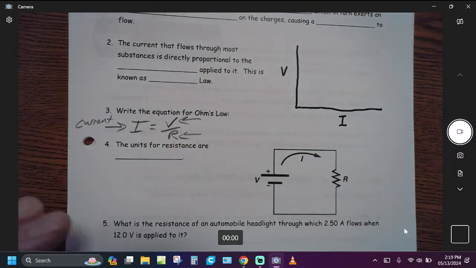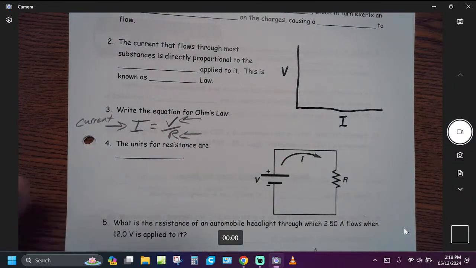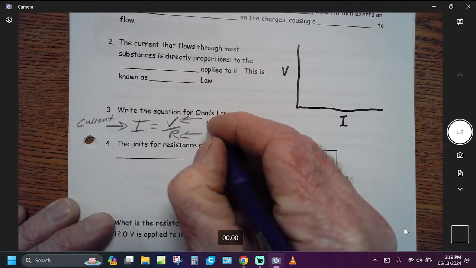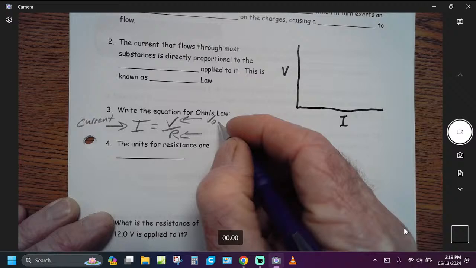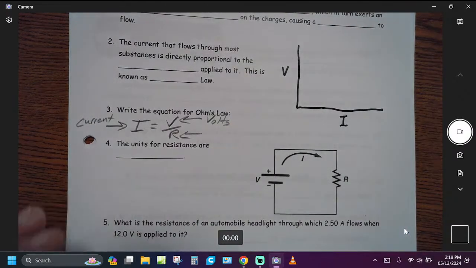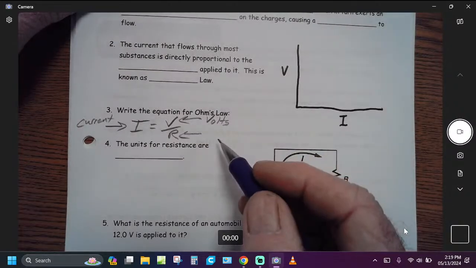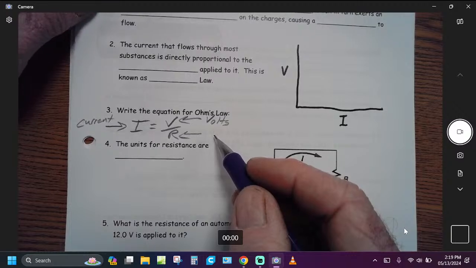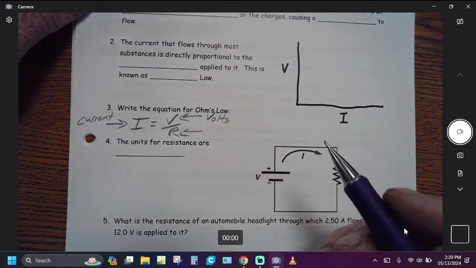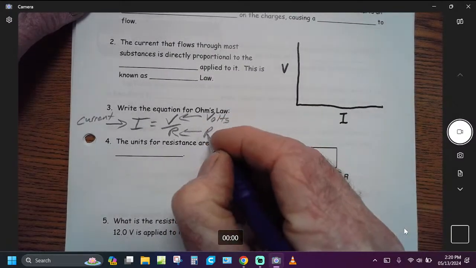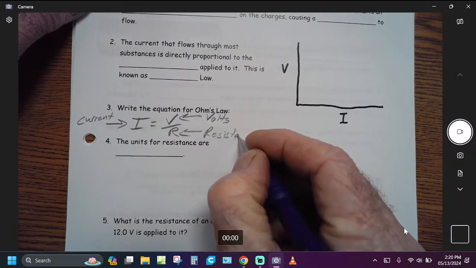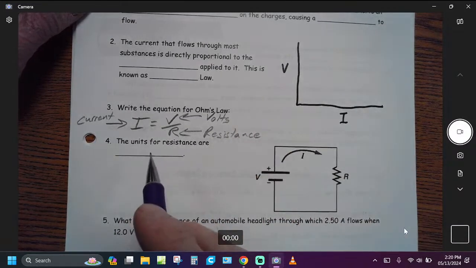What's V the symbol for? I think you can guess. This is volts. Volts is sort of the pressure that's pushing things. It's the potential energy that charges have that drives them through, just like the potential energy of a ball on a hill rolls it down. And then R, what's that? Resistance.